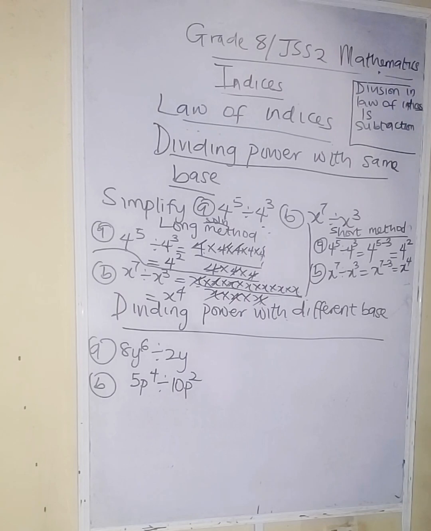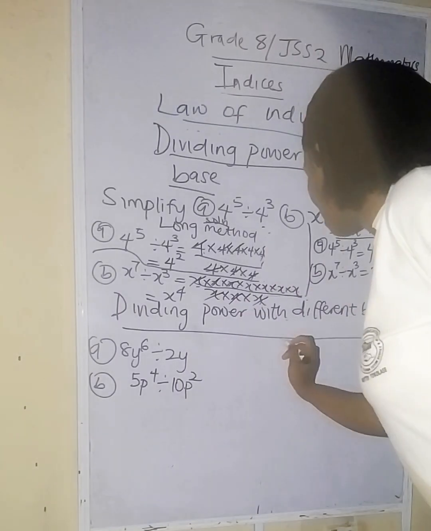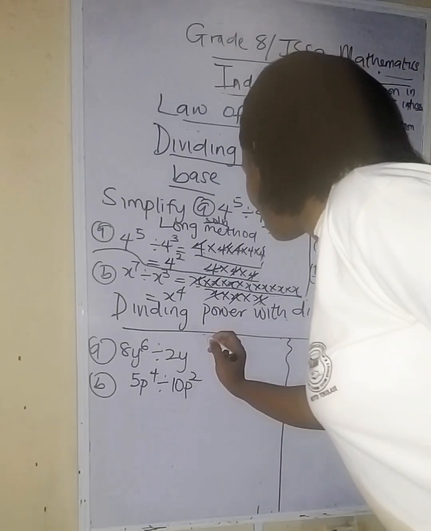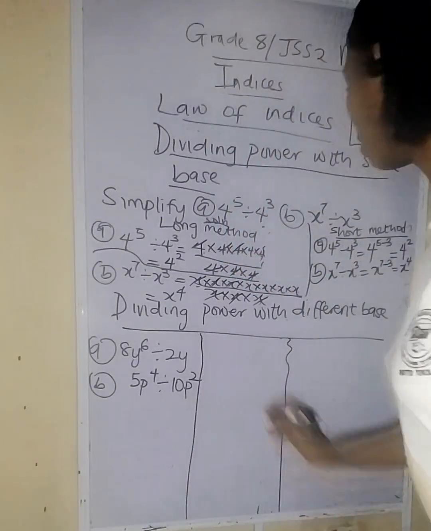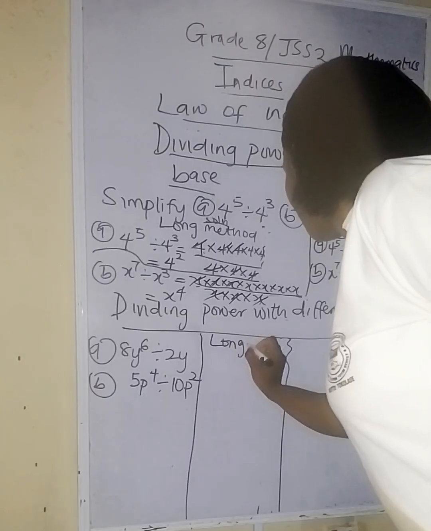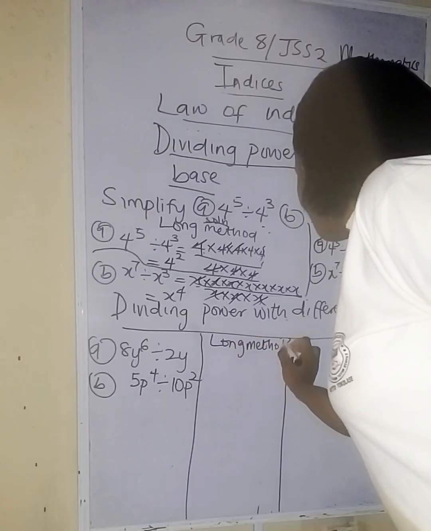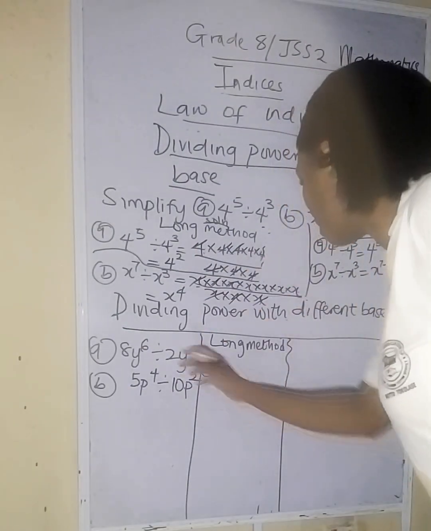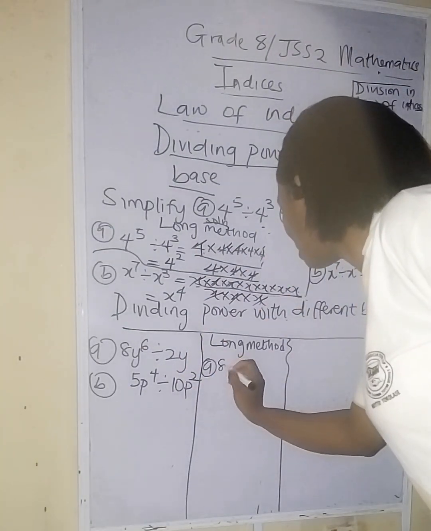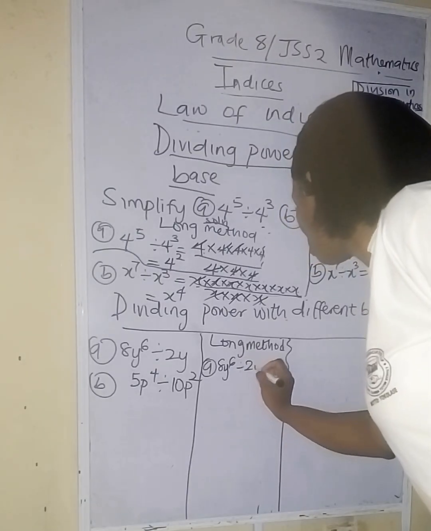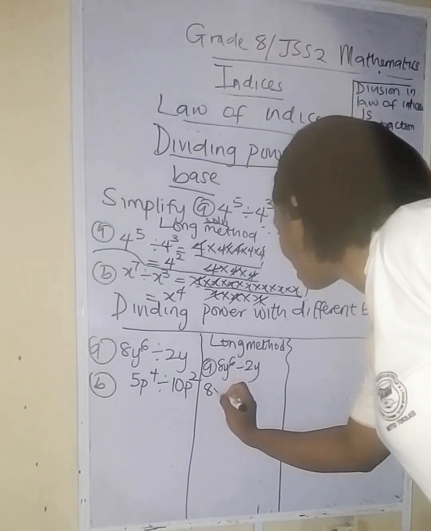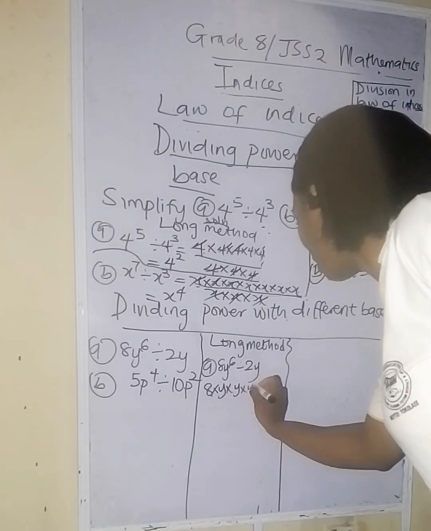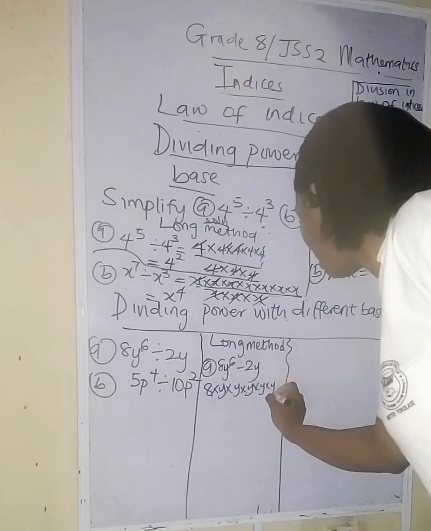Alright, so let's quickly solve these two now. So we'll be solving it in two ways. So now the long method. Now to solve this, so that will be what? 8y^6 divided by 2y. So we are starting with this. So this is 8y^6 divided by 2y. So let's do that. That will be 8 times, we'll count y 6 times. y times y times y times y times y times y.